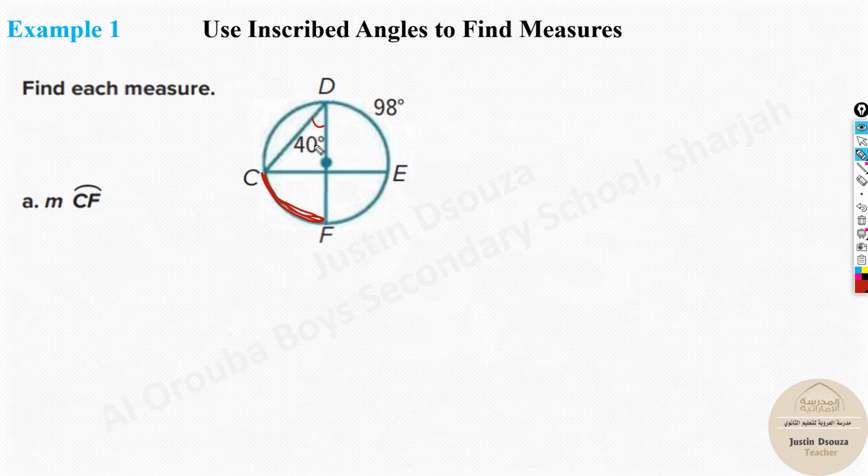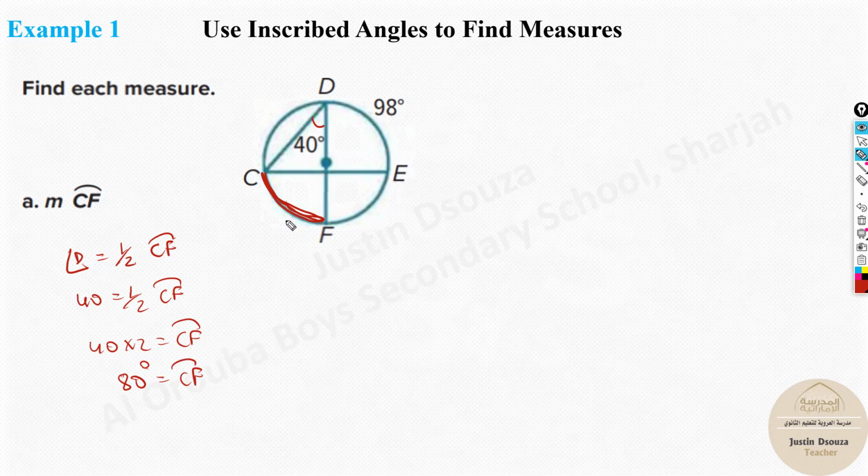Now this D over here, we know is 40 degrees. So how much will this arc be? We know this inscribed angle will be half of this arc, or this arc must be twice the inscribed angle. So you can write the formula: angle D equals half of the measure of arc CF. Over here we know this is 40, which is equal to half of arc CF. Take the 2 to the other side, it will be 40 times 2. That is the arc CF, or it's 80 degrees. So this intercepted arc is 80 degrees.